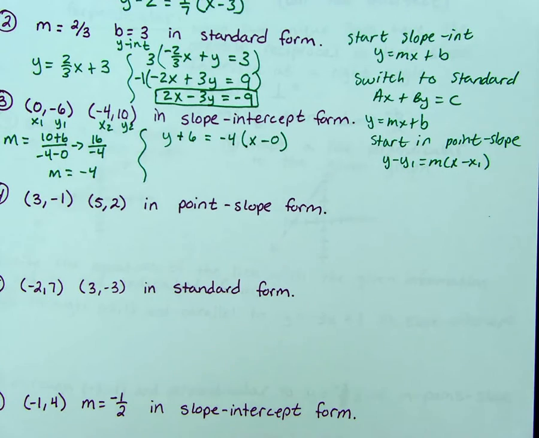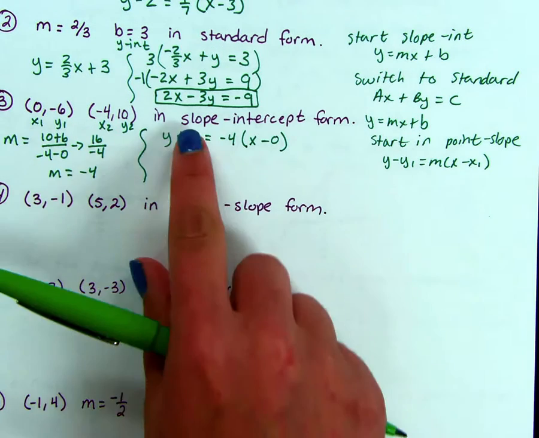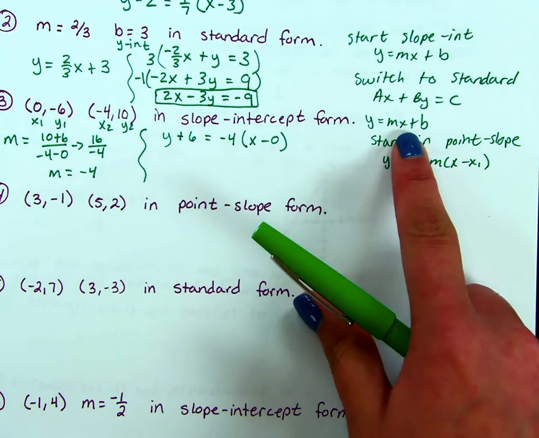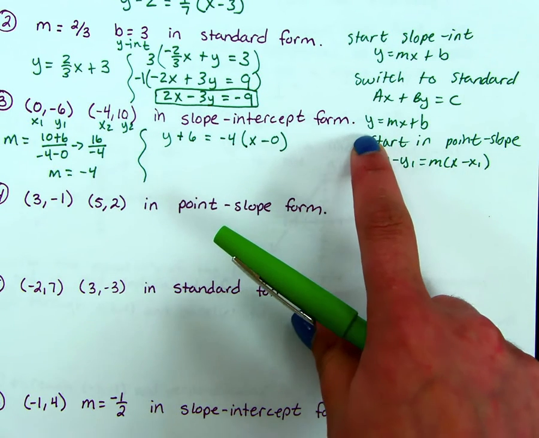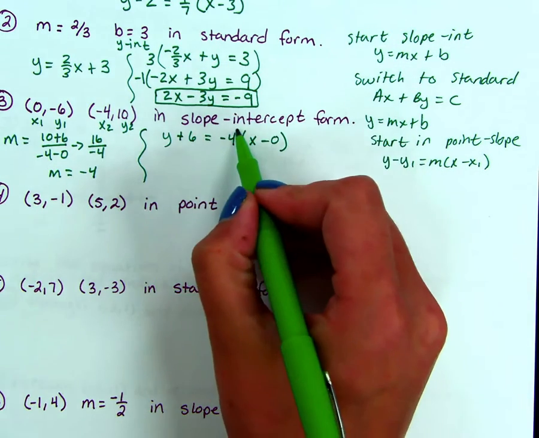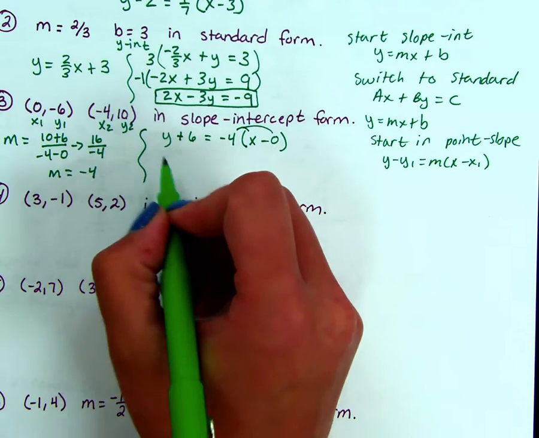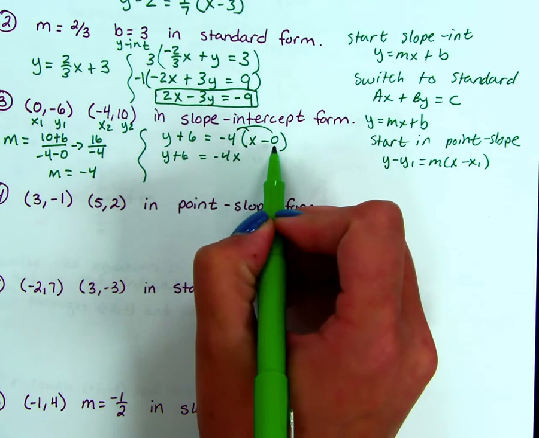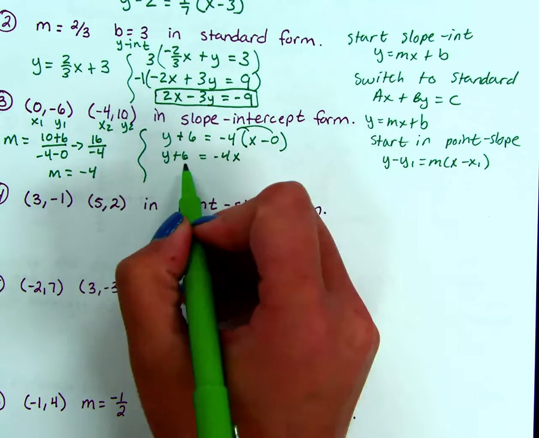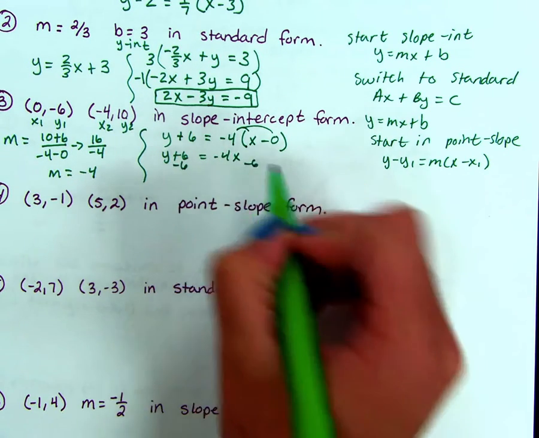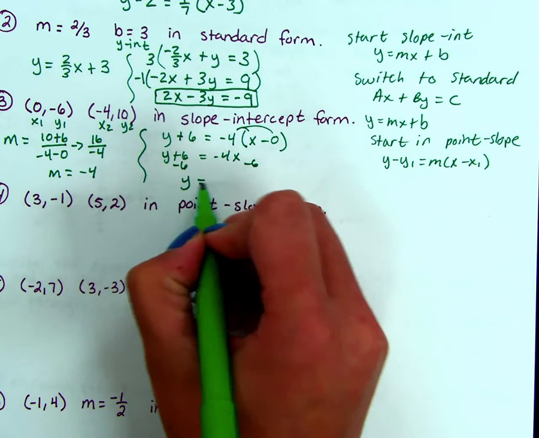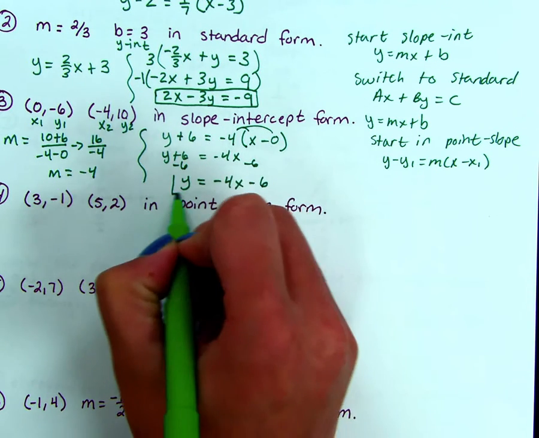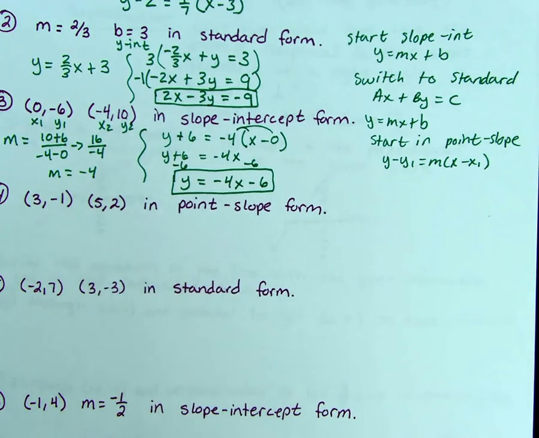Now again, we have to make sure that we are looking at our directions. We need it in slope-intercept form. Okay, so it has to look like this when we're done. So that means that I need to get y by itself. So first thing we need to do is distribute. So y plus 6 equals negative 4x. And then negative 4 times 0 is 0, so we don't write that. And then to get y by itself, we have to subtract 6 to both sides. So y equals negative 4x minus 6. And this would be our final answer in slope-intercept form.